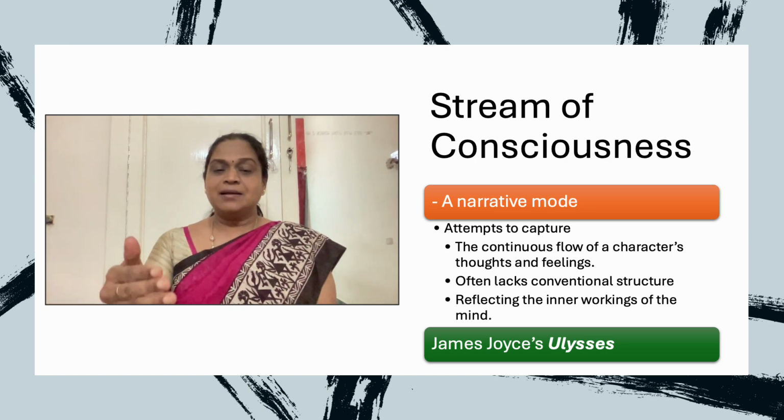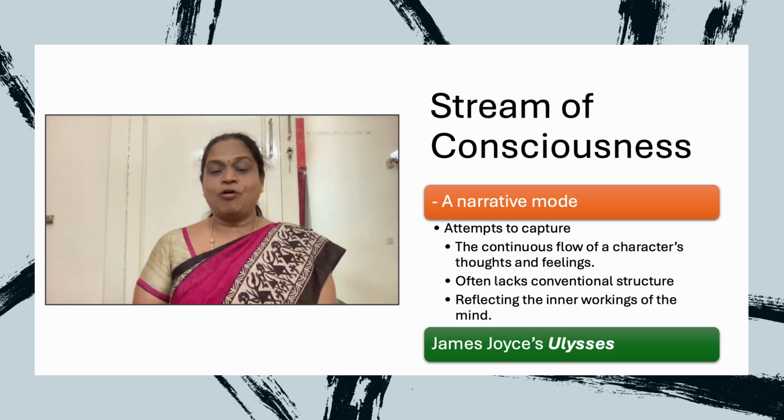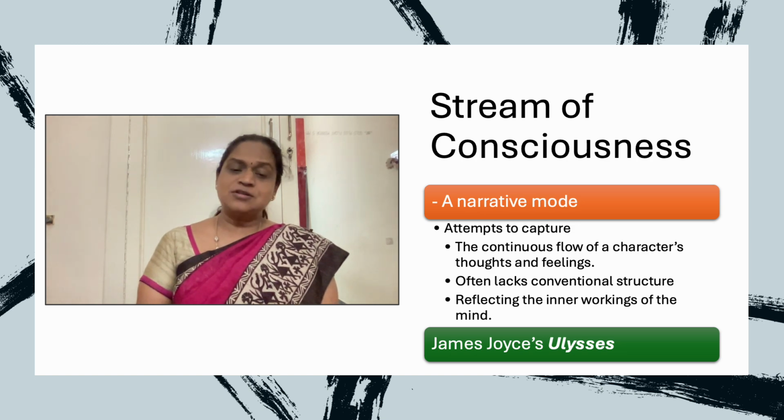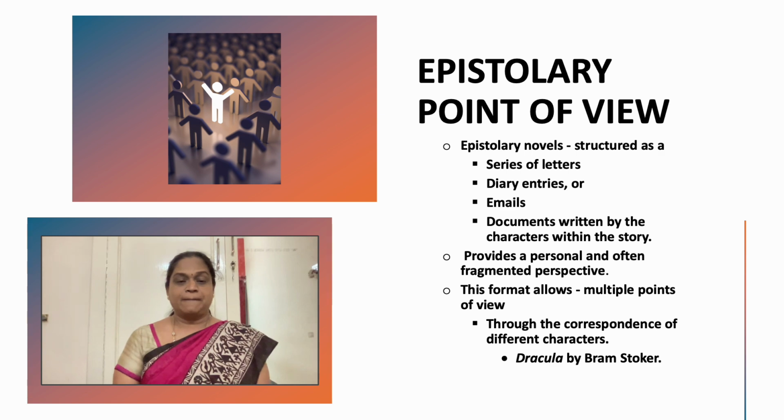So a stream of consciousness is a narrative mode that attempts to capture the continuous flow of a character's thoughts as well as feelings, and it often lacks conventional structure. It reflects the inner workings of the mind, and the best example is James Joyce's Ulysses.